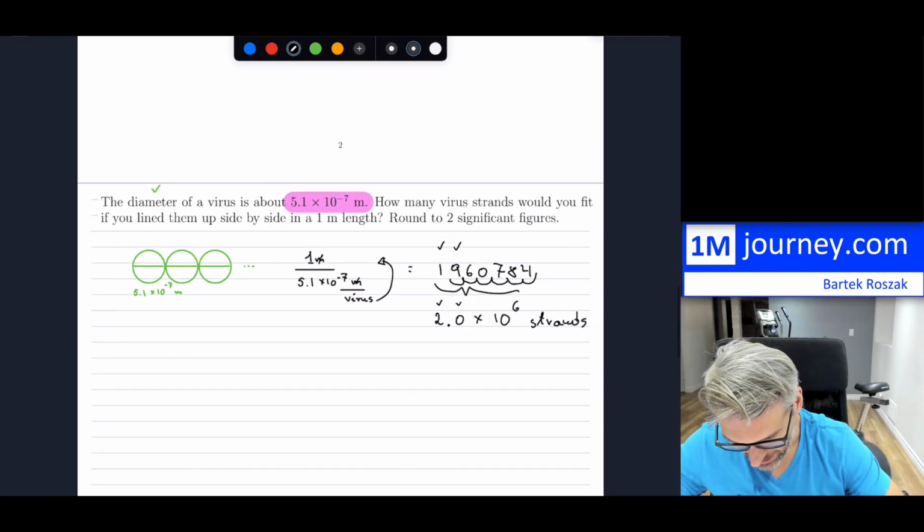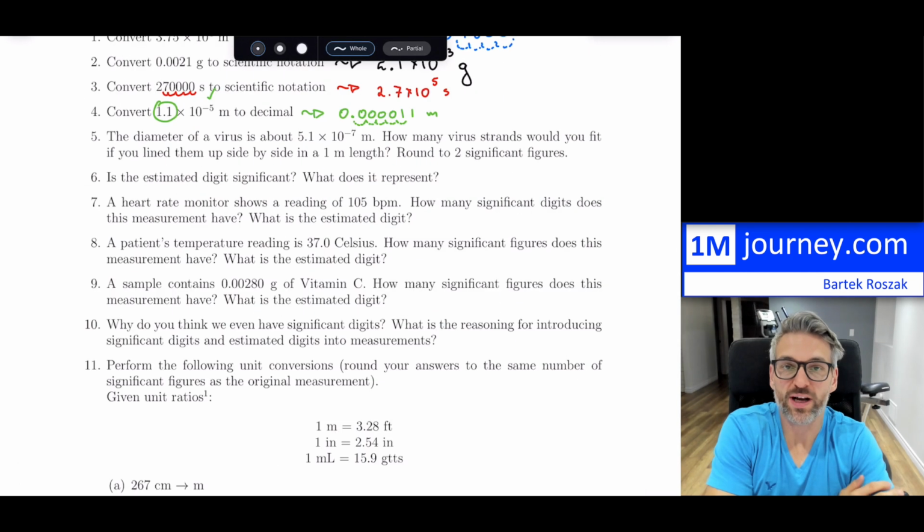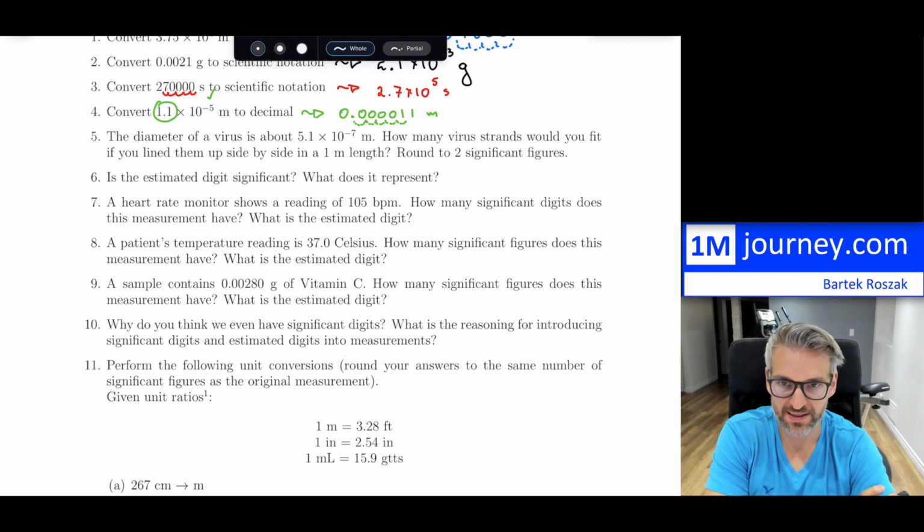All right, let's take a look at another question. Question number 6. Is the estimated digit significant? Yes. The estimated digit is significant, which means it is part of the measurement. What does it represent? All right, this is a little tough one. What it represents is the last significant digit in your measurement, and that last significant digit has been approximated. It has not been precisely stated.